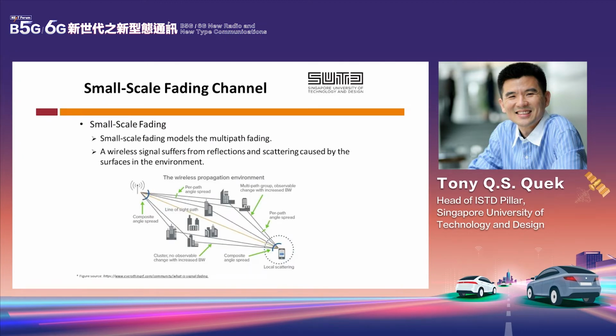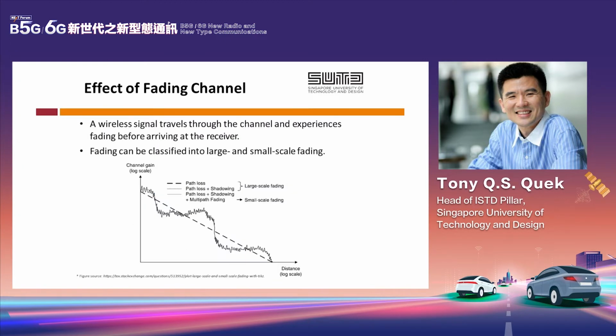Next is the small scale fading. Small scale fading models the multi-path fading. Essentially, you can look at it from a transmitter to a receiver, where the receiver can be a handphone. The signal that you receive at the handphone suffers from different reflections and scattering caused by different surfaces. So you have a line of sight, then you have all this reflection, and this is a cumulative effect.